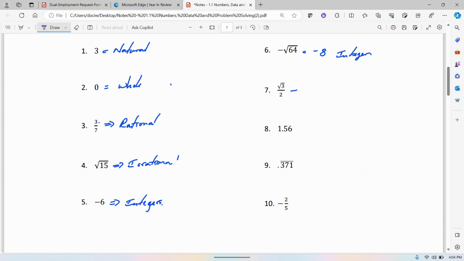Now you'll notice that number 7 is a fraction. It is a quotient of two numbers. So I'm tempted to say that it's rational, except that the square root of 3 is not a rational number. So the square root of 3 divided by 2 is irrational.